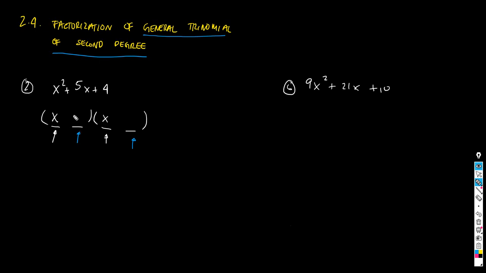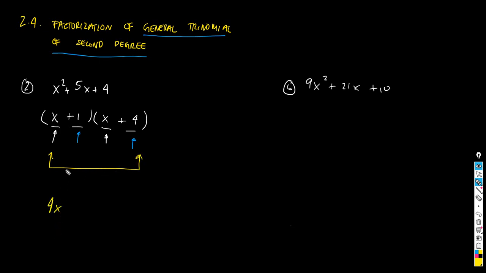Now, since I already know the answer, I'm going to go with the correct possibility, which is plus 1 and plus 4. If you notice, plus 1 times plus 4 gives you plus 4, and apparently you already have the answer, which is x plus 1 times x plus 4. How do you check whether this is correct? Well, all you need to do now is the following. You need to multiply these two binomials.